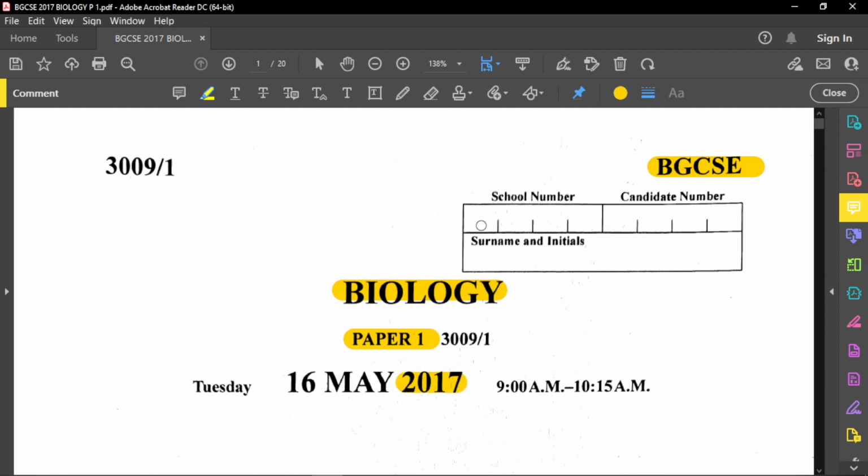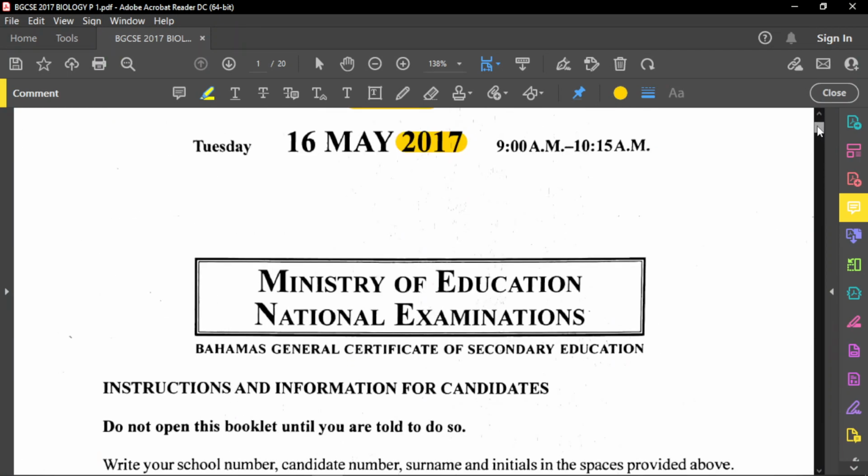Again, before we start this examination, please make sure you write your school number, your candidate number, your surname, and also your initials. Again, read through all the instructions carefully before you start the examination. If you have any questions or any queries, please clarify those with your examiner.